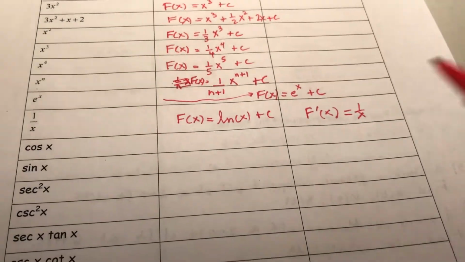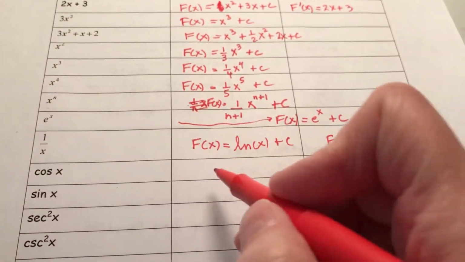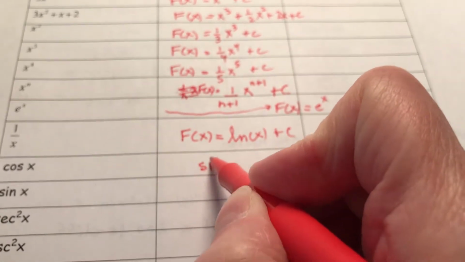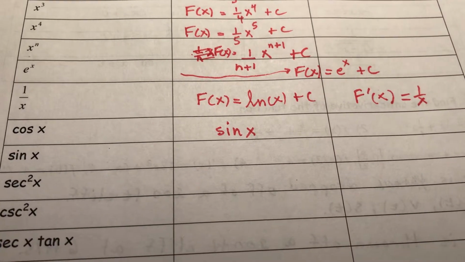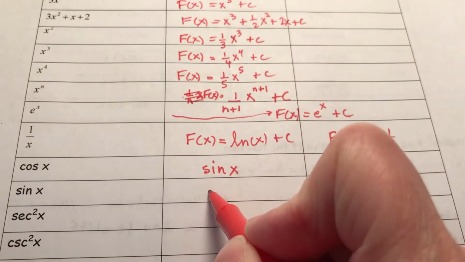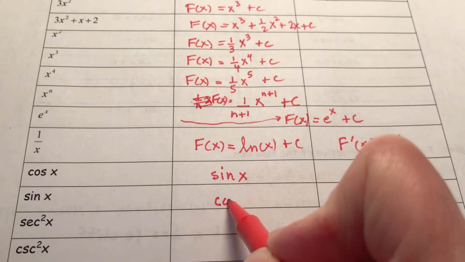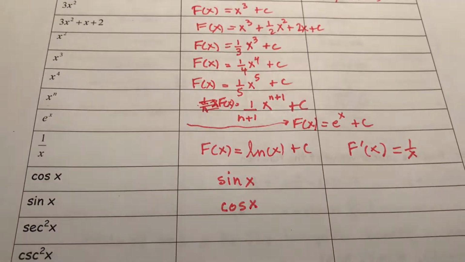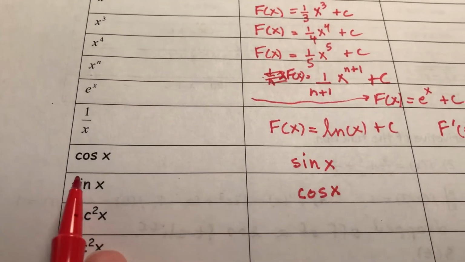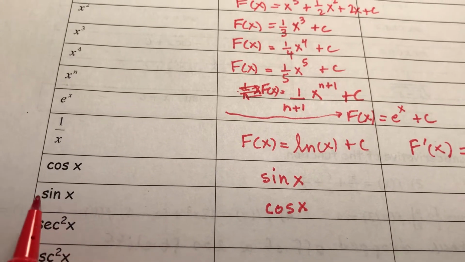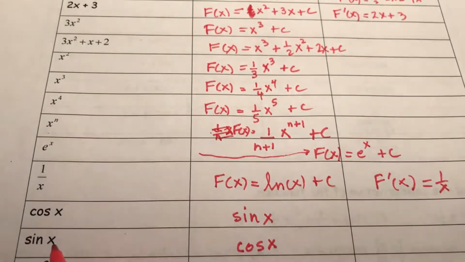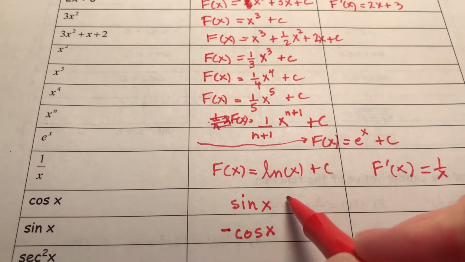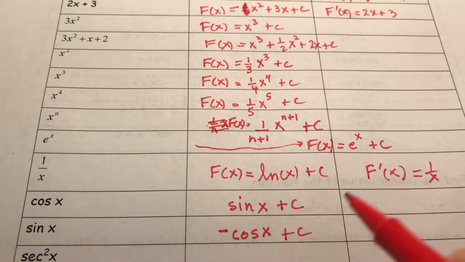All right, now let's take a look at cosine. The derivative of what function is cosine? It's sine. The derivative of sine is cosine. Now the derivative of cosine is sine, but it's really negative, right? So the derivative of cosine is negative sine. So the antiderivative has to have a negative in here. And this should have plus c.